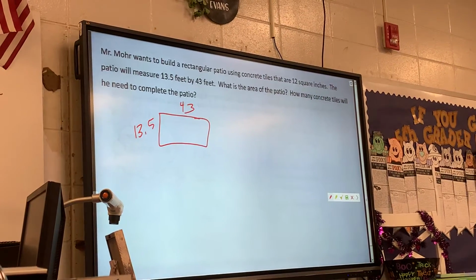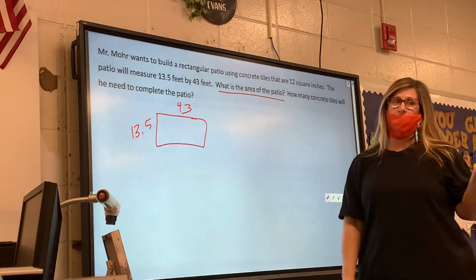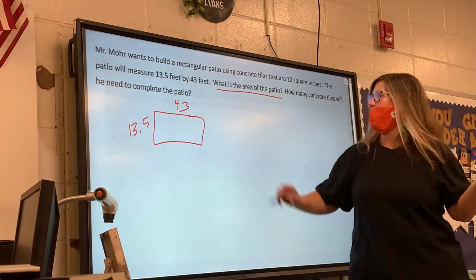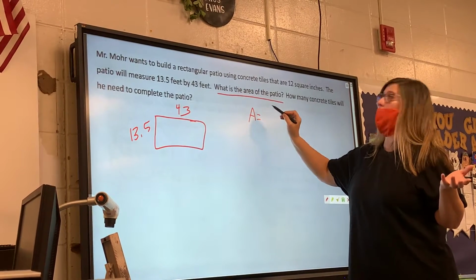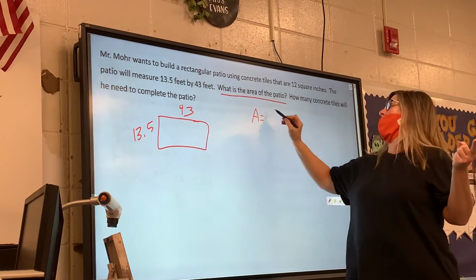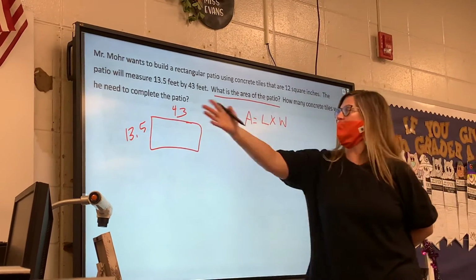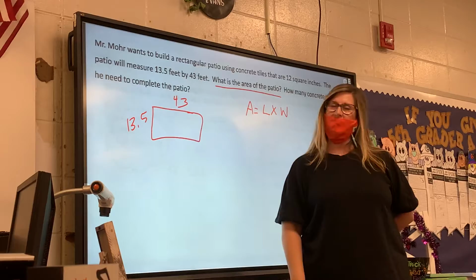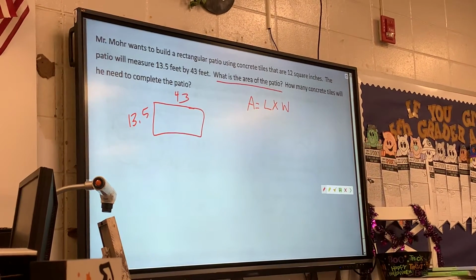What's the question asking me first? The first question is, what is the area? To find the area, what's that fun little formula we know? A equals length times width, right? What is my length? 43. What is my width? 13 and 5/10. How am I going to write this though, guys?